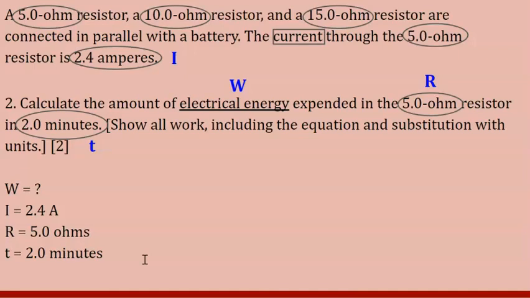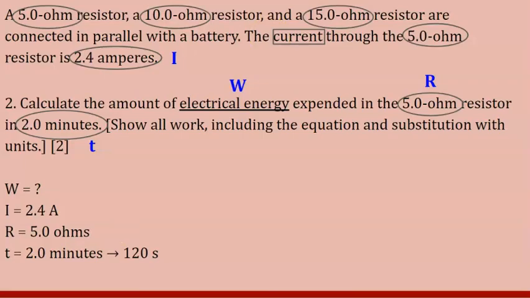Now one of those is not the correct unit. Minutes is not the SI unit for time. I'm supposed to have that in seconds. So 2 minutes is the same thing as 120 seconds. And I would get that just by doing 60 seconds per minute times those 2 minutes. You could also do 60 plus 60 because that's 2 minutes. So those are my variables.